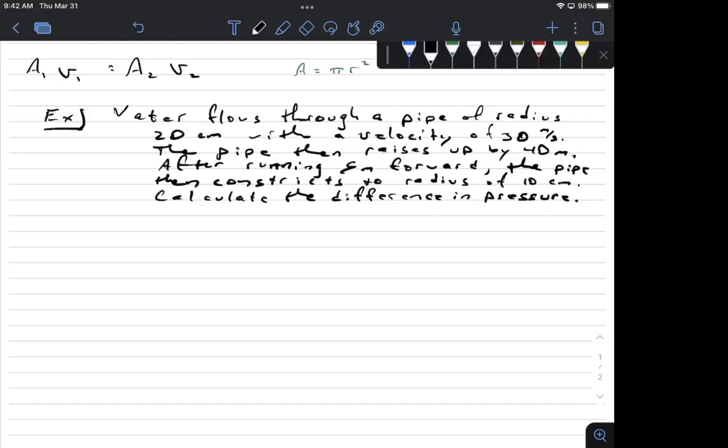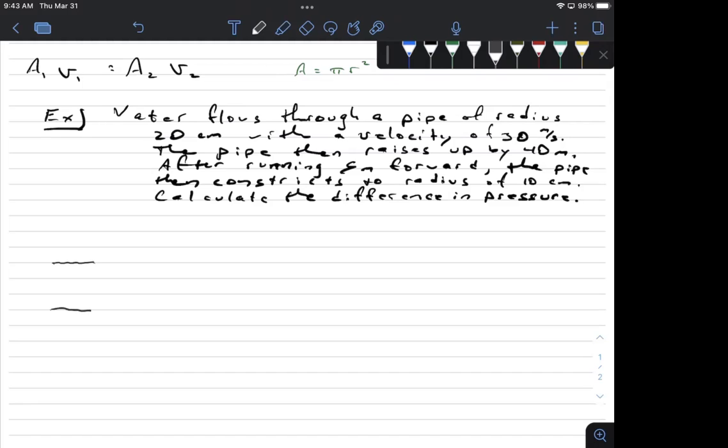We have a pipe system, water flowing through the pipe, and the pipe does some stuff. First thing we want to do is go ahead and draw it out. If we don't have a picture, sometimes it's helpful to just sketch what the system looks like, and that'll help us keep track of all the information. So if I were to draw this out, we have a pipe. The pipe will be moving upwards and then constricting, so it should look something like this.